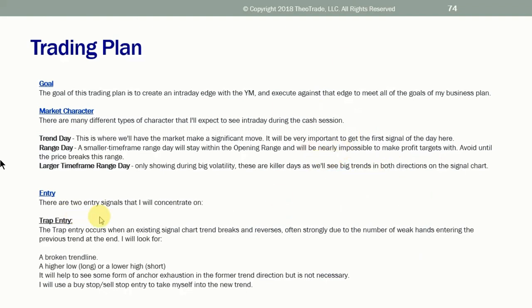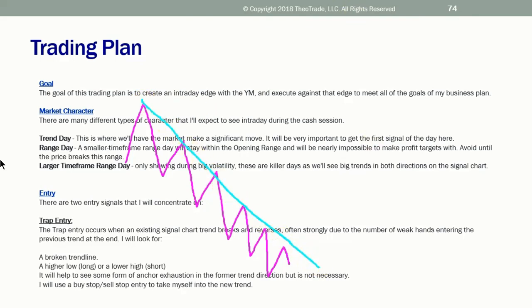So I've got 2 entries that I will show you guys in a little bit here. One is called the trap entry. In fact, I did a whole class on the trap entry not too long ago. Just to give you a visual for that, a trap entry is going to be where we have something like this, where we have an existing downtrend in place like this. And then we're going to find the first entry on board as the price breaks this trend line.